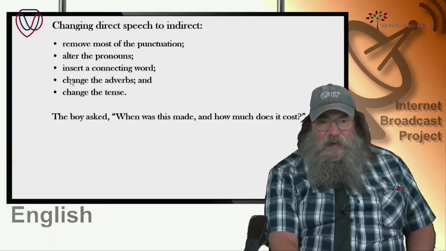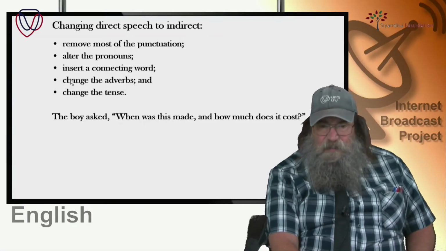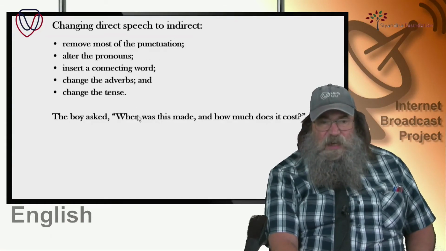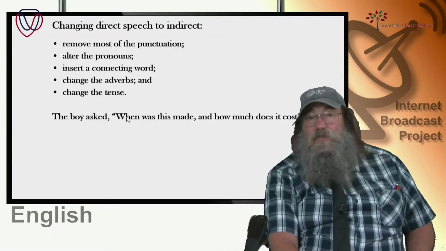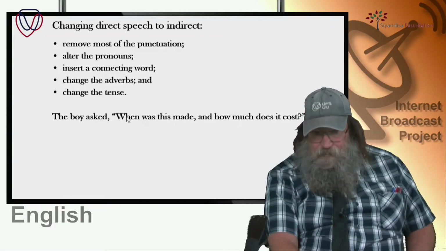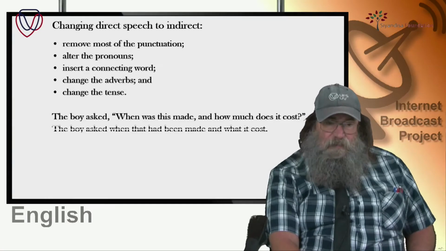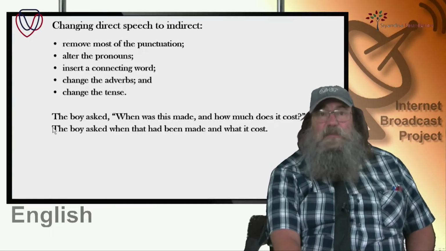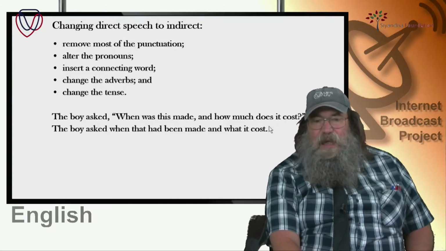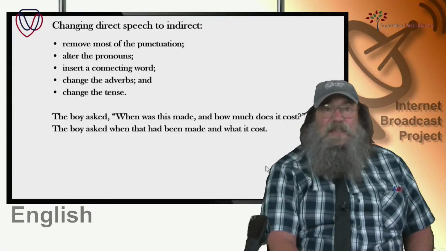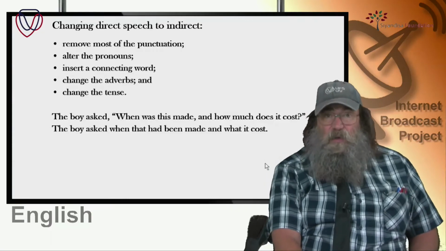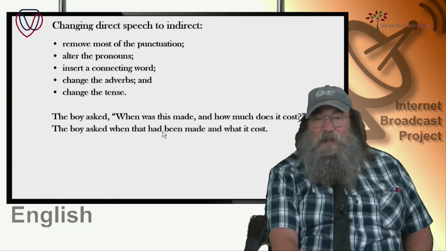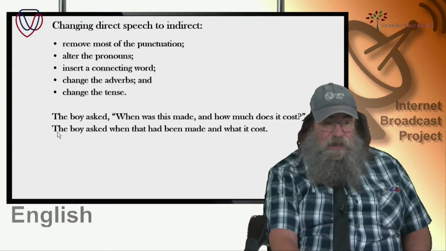Right. Do we have any adverbs? No. Do we need to insert a connecting word? No, it is there already. Good. Let's look at our answer. First, all the punctuation has disappeared except for a capital letter in the beginning and a full stop at the end. That is the rule. It's almost always exactly like that. Sometimes you'll wind up with a comma in the middle, but in this case, it's not necessary.